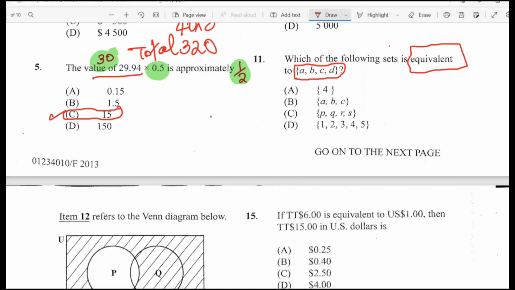So with that said, the only answer that we have here is C, {P, Q, R, S}. So it's not about what is in there in terms of identical things. We're talking about how many. It's the number of.